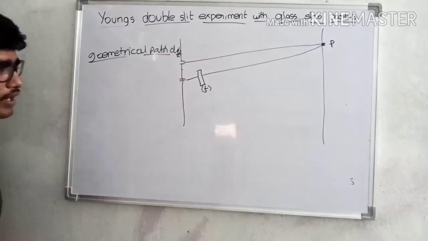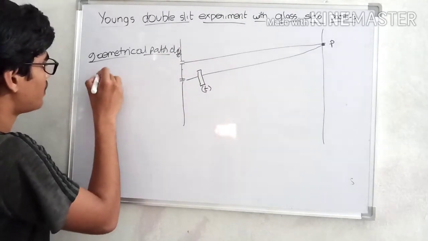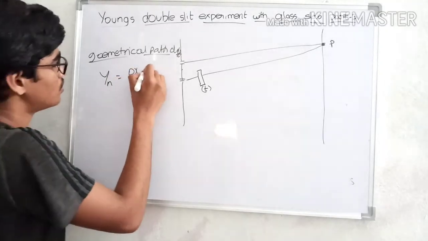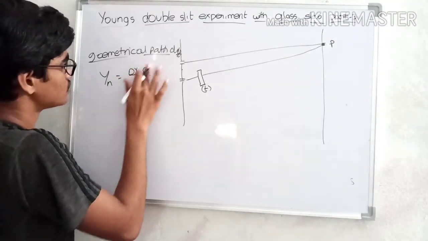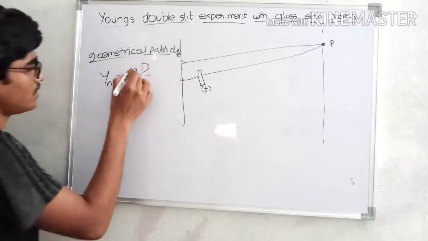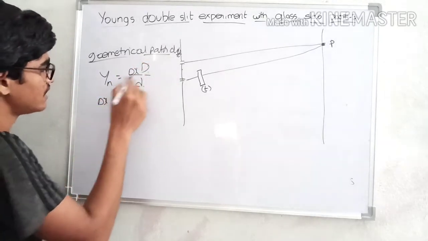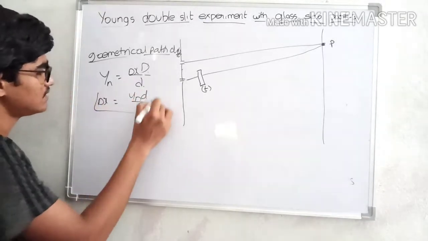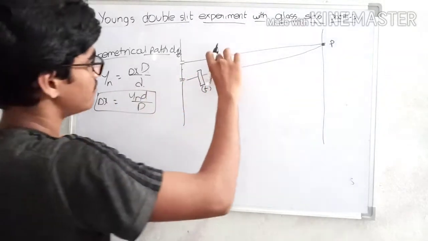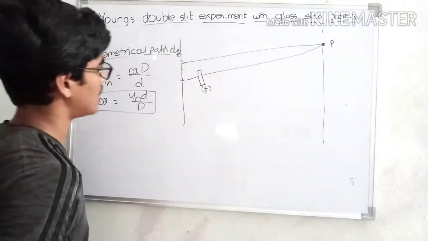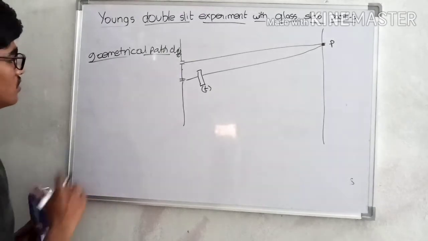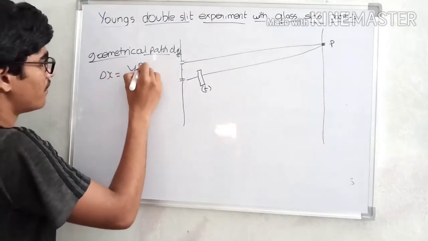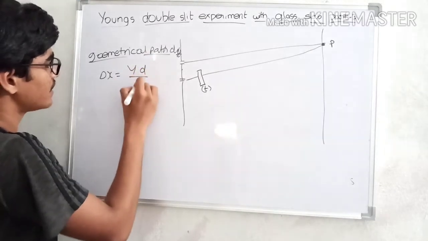That means we know the formula y of n equals delta x into small d by capital D, or rather delta x is y of n into small d by capital D. Therefore we can write the path difference is equal to y of n small d by capital D. This is the actual path difference between these two rays before placing the glass slab. So the initial path difference is y into small d by capital D.